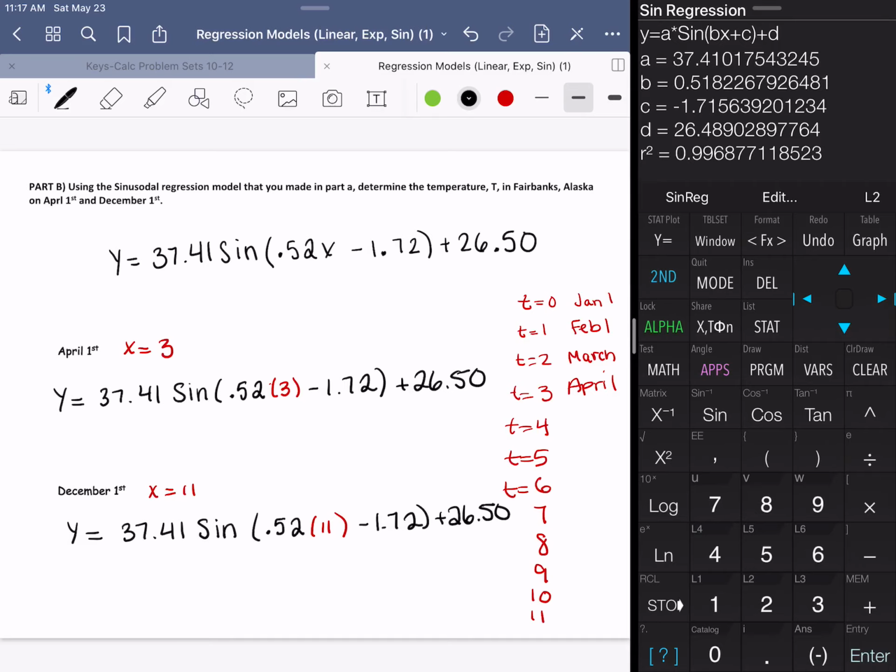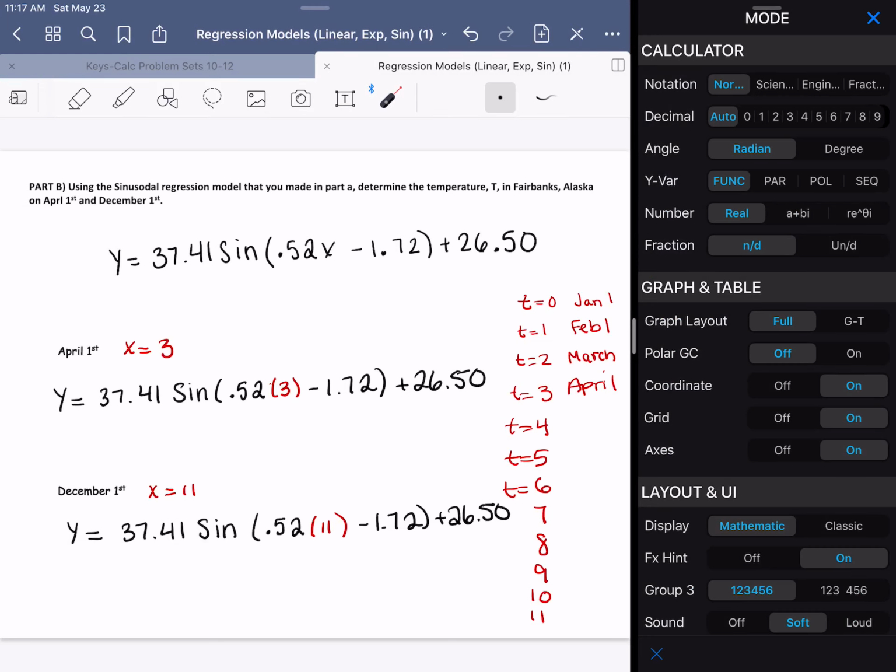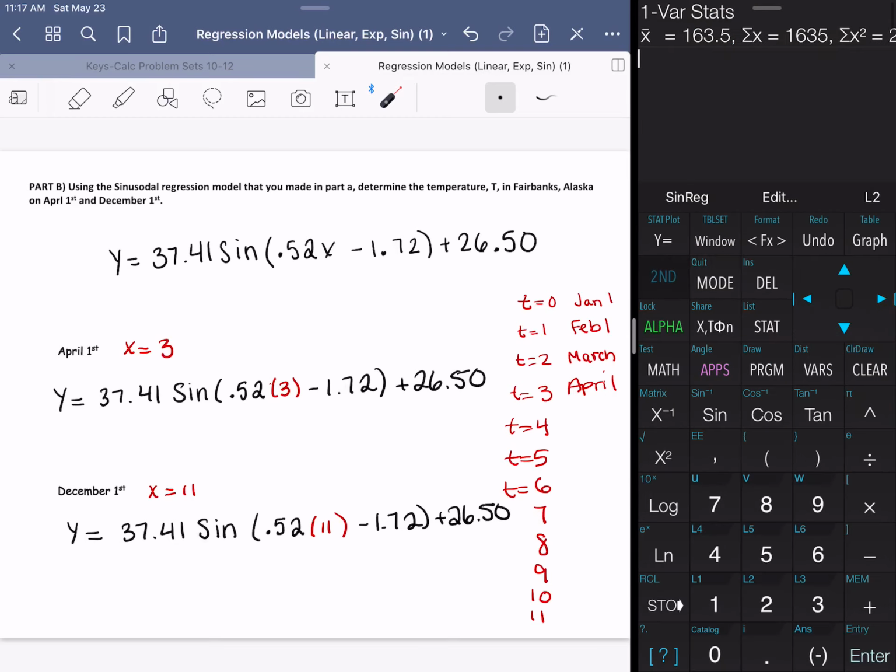The only thing that you have to make sure about is, since you're typing into the calculator sine, you need to be in radian mode. This is the only time in the course where you need to be in radian. The way that we do that is you go to the mode button and change it to radian. Once you've changed it, we're ready to type.